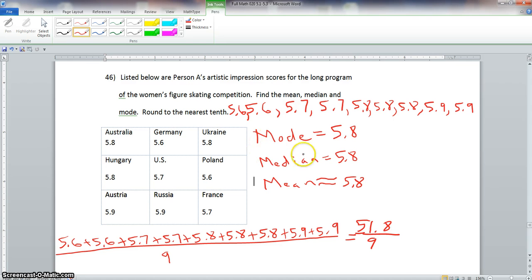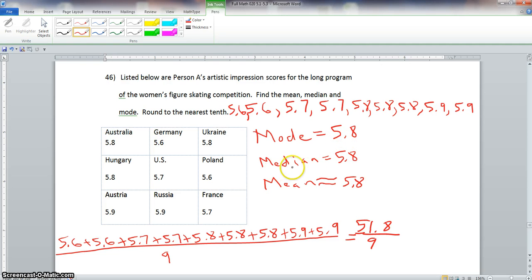You could find those much, much faster if you put these in the correct order from the smallest to the greatest. In order to find the median, they must be organized from smallest to greatest. You can't find the mode and the mean without it being listed from the smallest to the greatest. But look here with the mode. You could easily see which number appears the most, which happens to be 5.8.